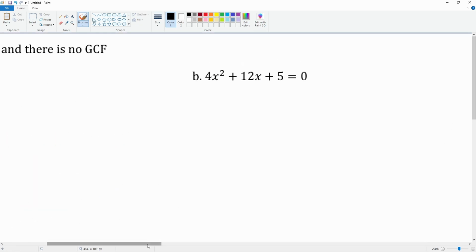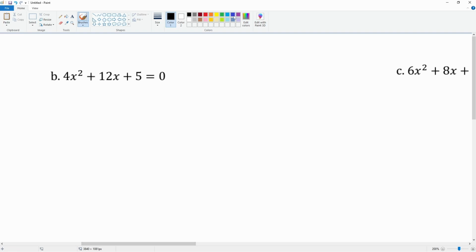All right, let's look at B here. Here, we first of all have to factor, so let's set up our factoring. 2 times 5, so you're going to try to find two numbers that multiply to make 20 and add up to this middle number of 12. That looks like it is 2 and 10. 2 times 10 is 20, 2 plus 10 is 12.